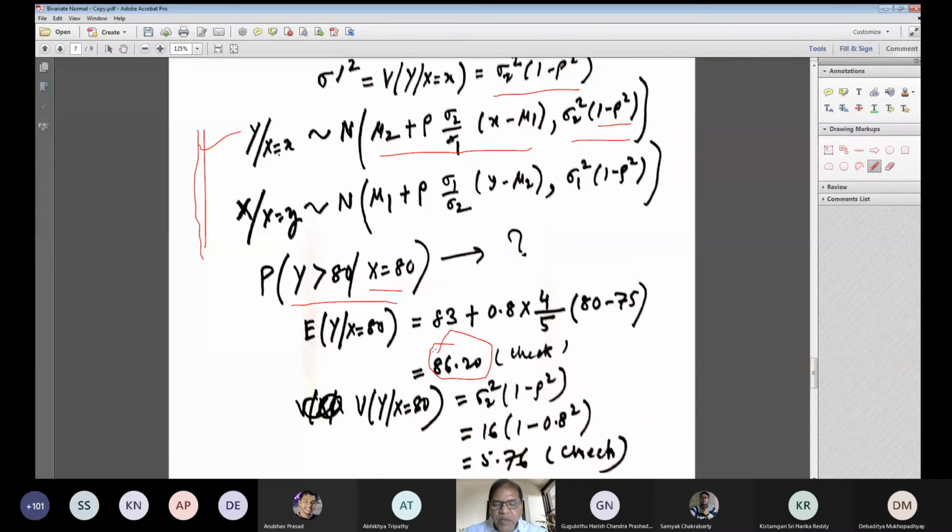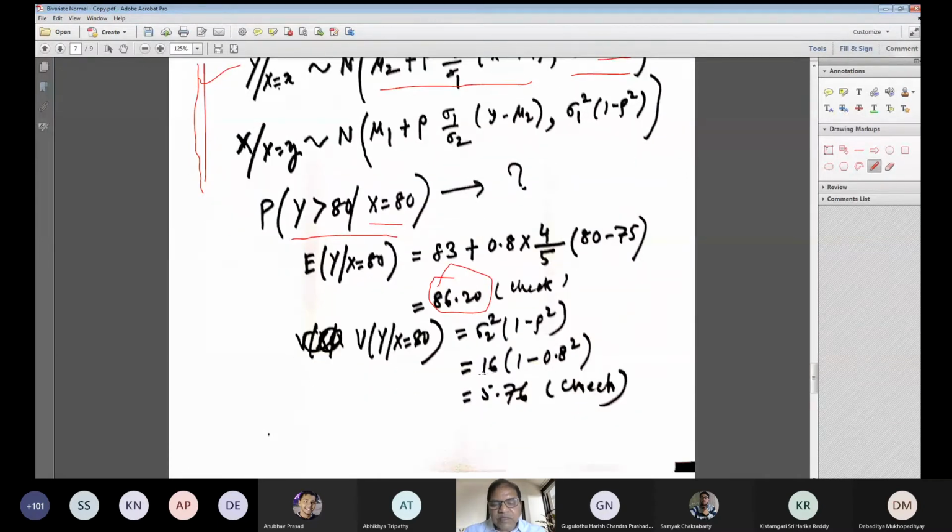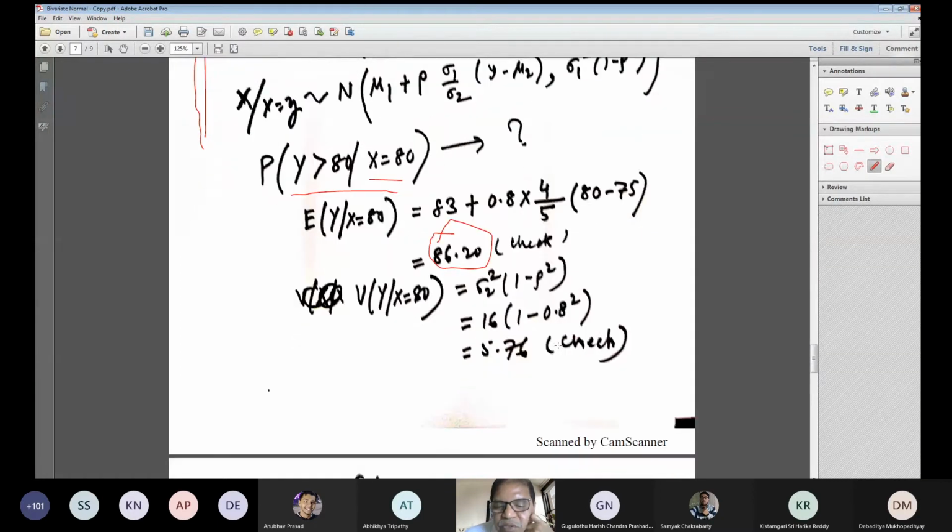So the mean we have got is 86.20. Similarly, the variance of y given x is sigma 2 square times 1 minus rho square. This variance does not depend upon the x value, whereas the mean depends upon this 80. If you change this, then correspondingly this value will change. So 16 times 1 minus 0.8 square is 5.76.